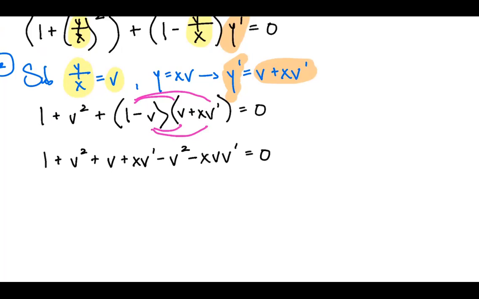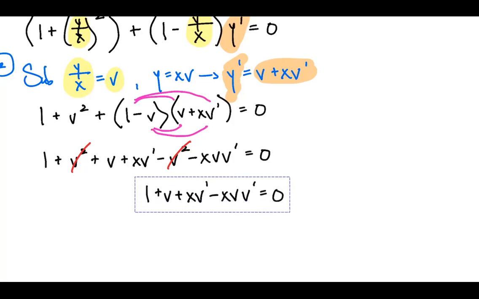All right, so I've substituted, I've distributed, and now I might see that this plus v squared and this minus v squared, well, those cancel out, which is nice. And I'm left with 1 plus v plus xv prime minus xv prime equals 0.